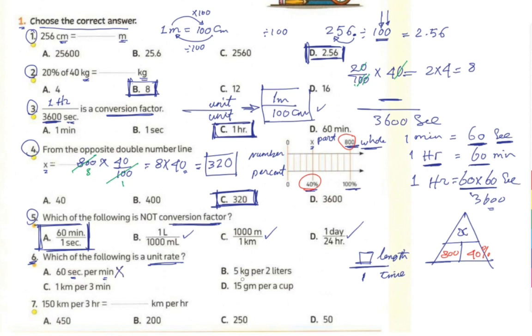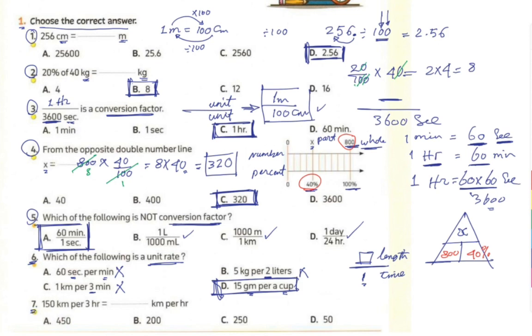Okay, 5 kilograms per 2 liters, I need 1. 1 kilometer per 3 minutes, I need 1. 15 grams per a cup, yes, gram and cup are different units or different quantities, and it's just 1 cup. So D is the right choice.